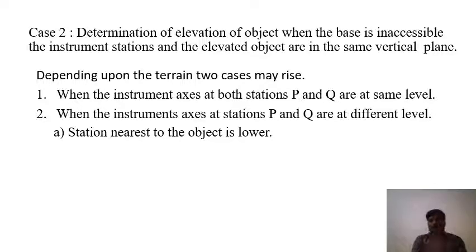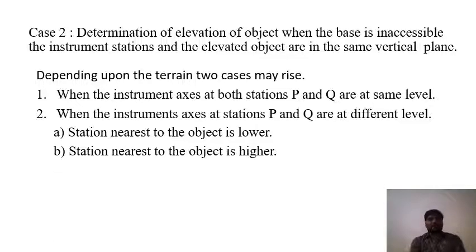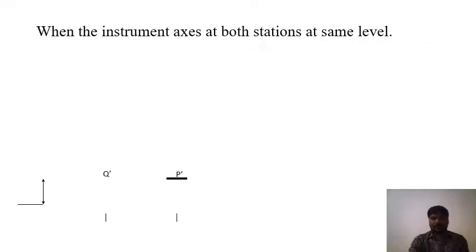In the second case, where the levels differ, there are subparts: the station nearest to the object is lower, and the station nearest to the object is higher. If I have the object over here and the station nearest to it is lower, then it will be case 2A. If the station near the object is higher, then it will be case 2B. Understood that way? Okay, let's start with the case when both axes are at the same level.